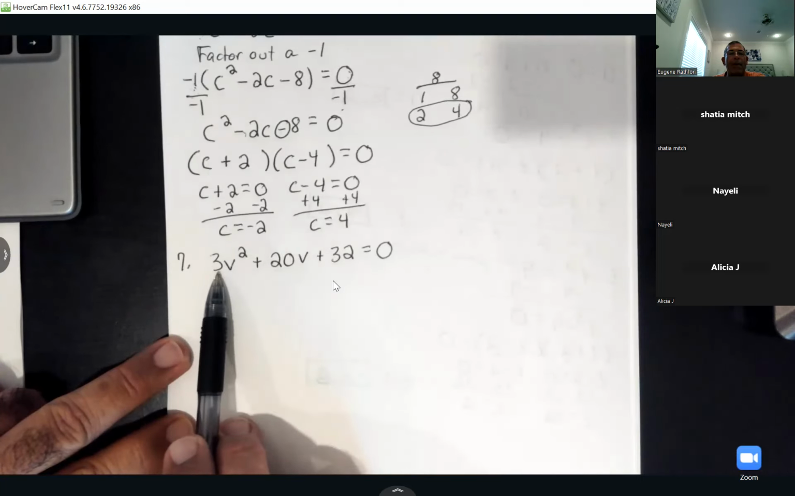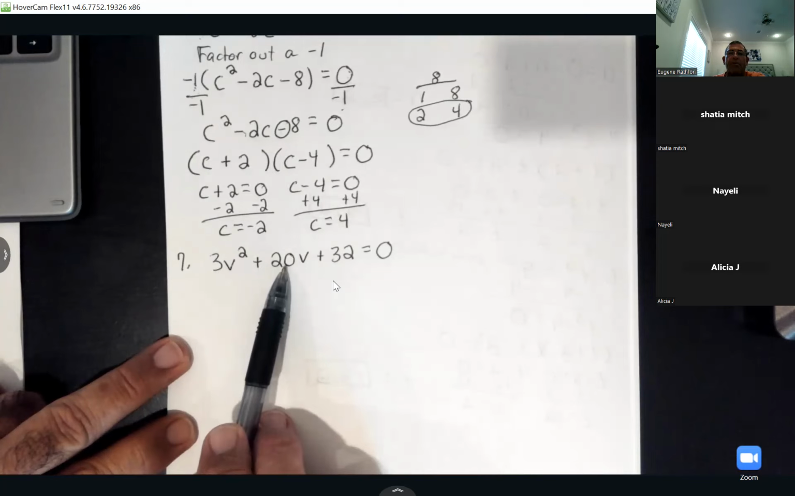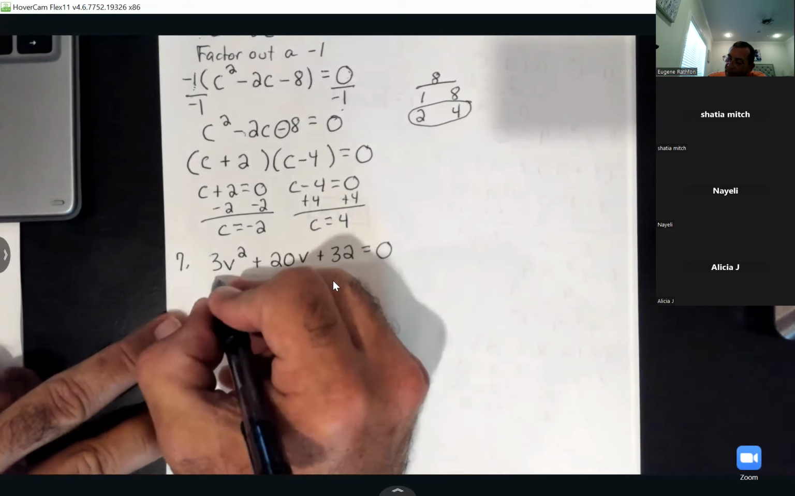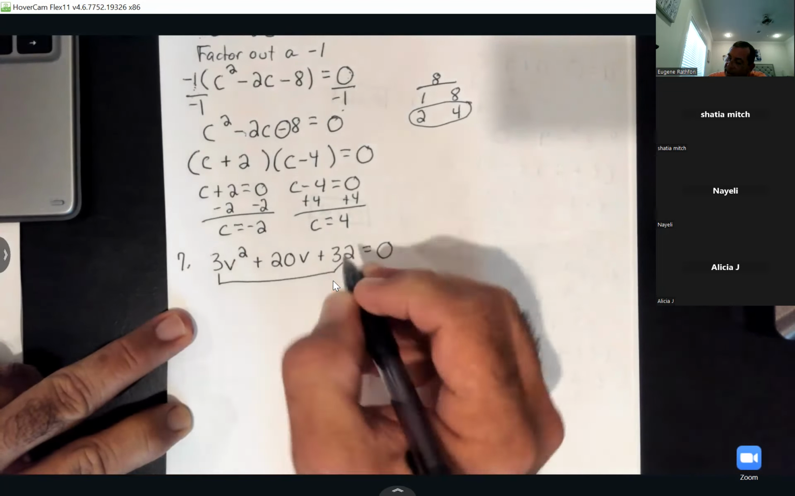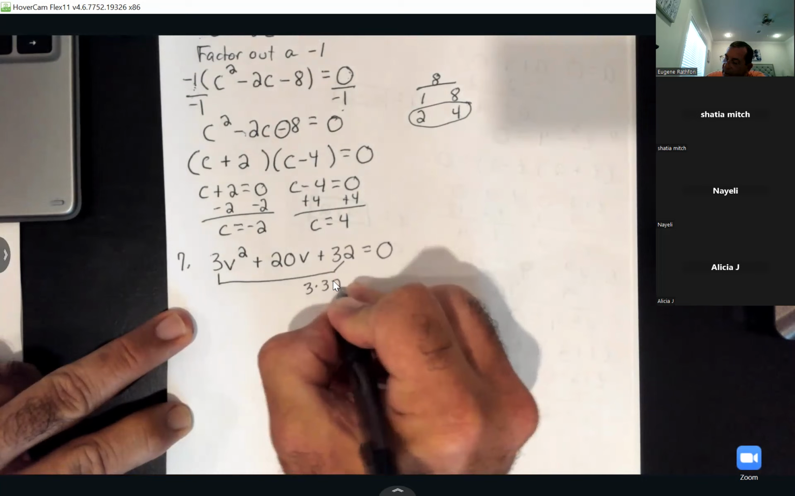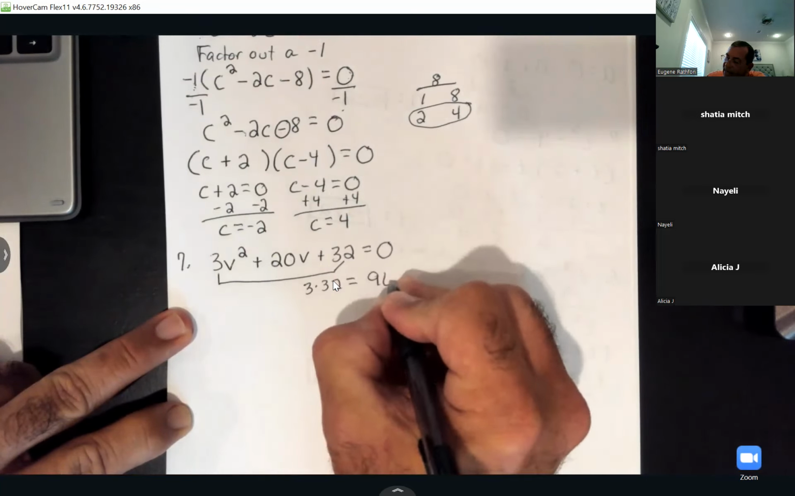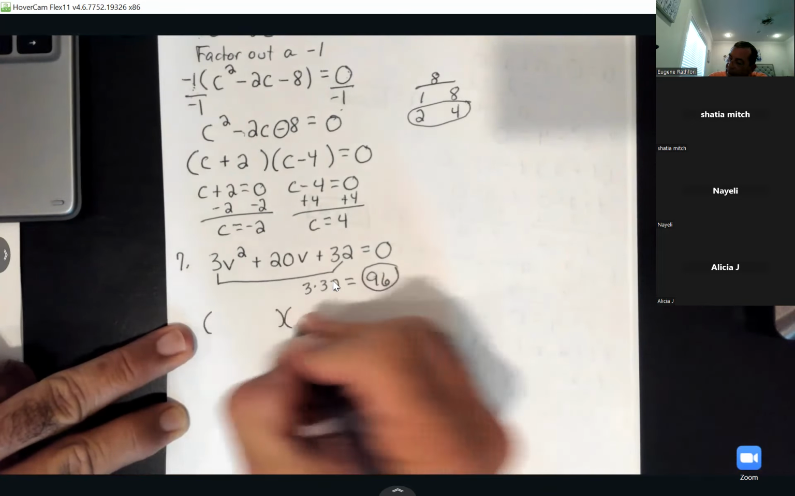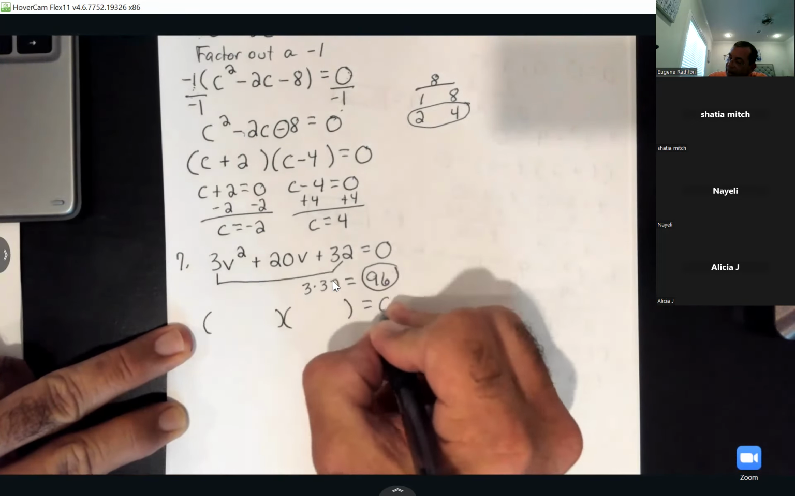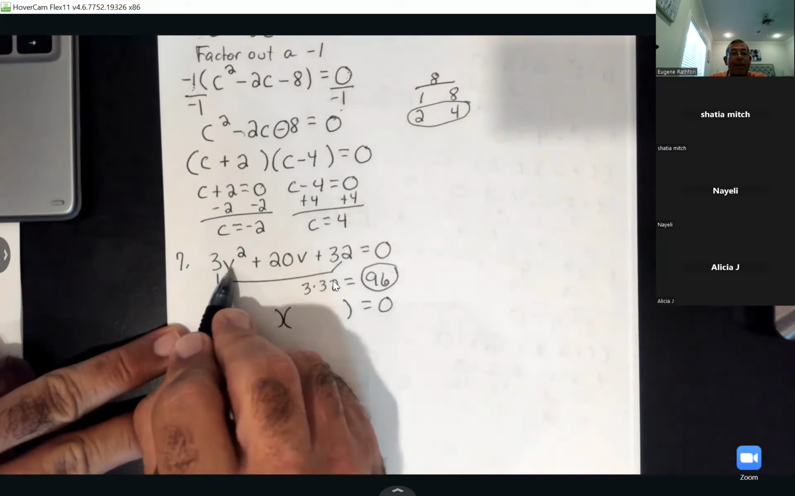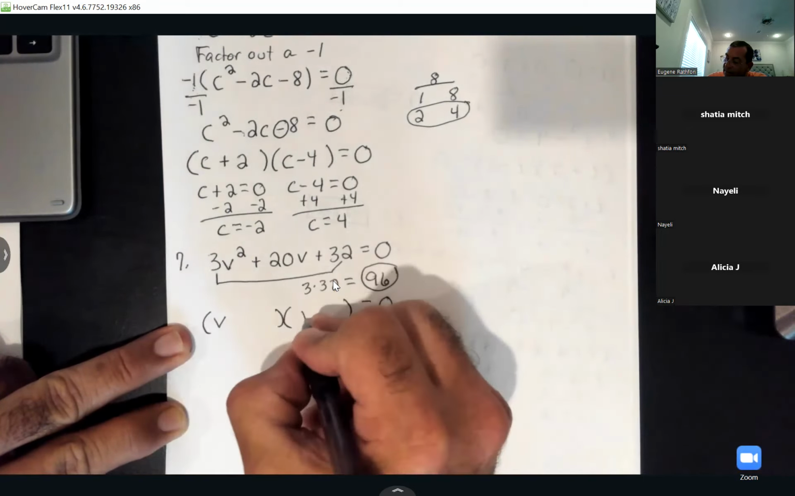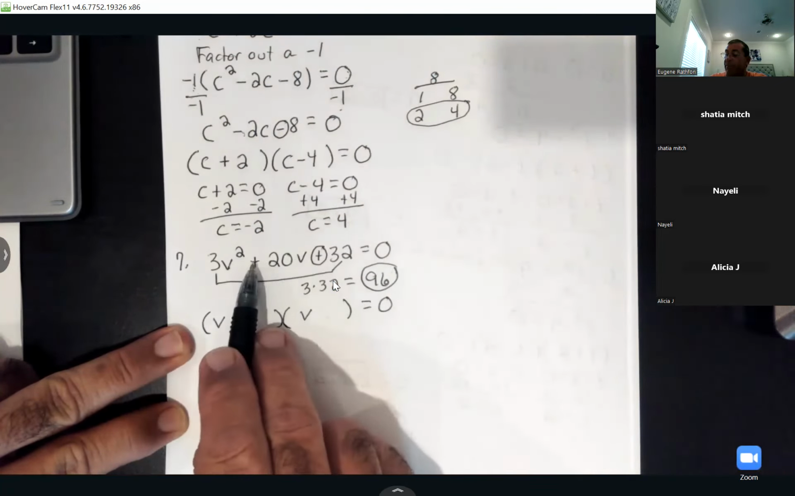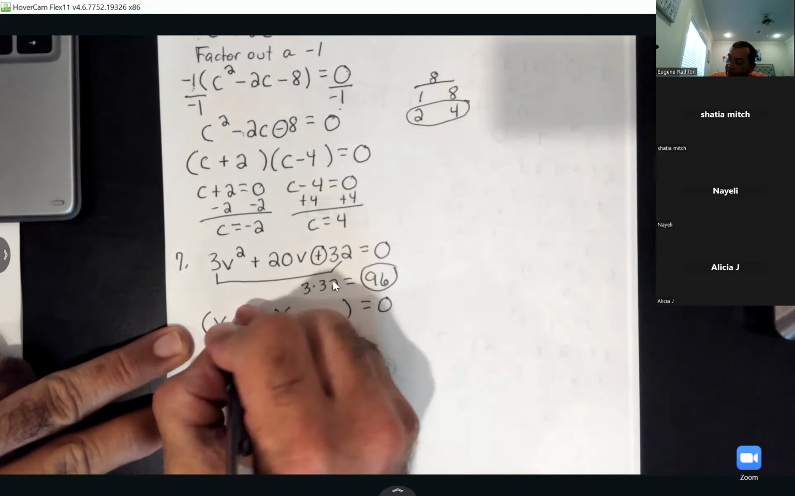So I cannot get rid of that 3 on this one because 20 won't divide by 3 and 32 won't divide by 3. So remember, I'm going to multiply 3 times 32, and that's going to give me 96. So we're going to set our parentheses up, and then we'll play with that 96 there. So remember, I'm going to start out with a V in front of both parentheses. Last sign's positive, so both factors will be positive like the middle number.